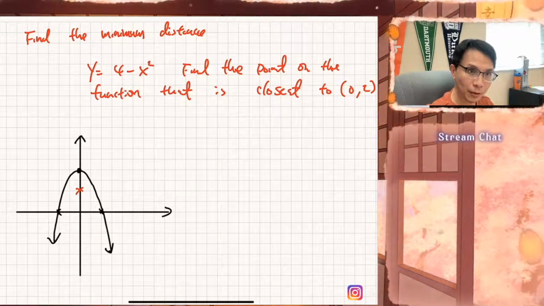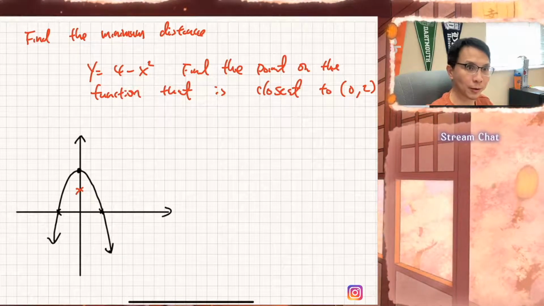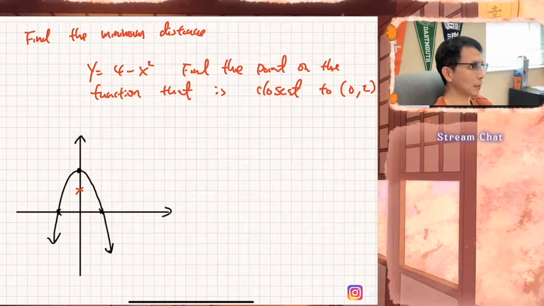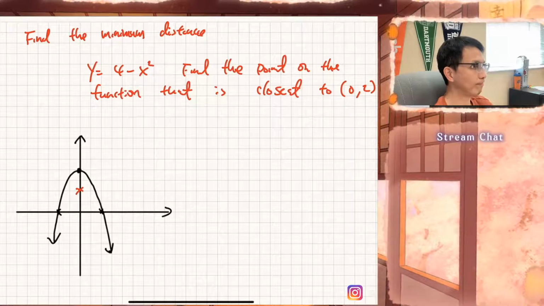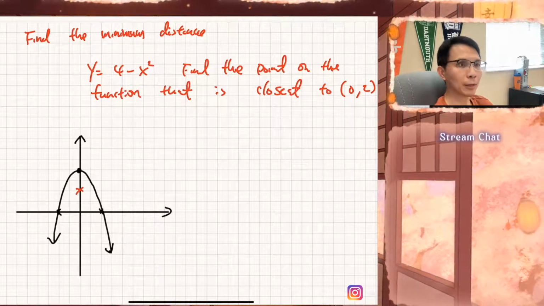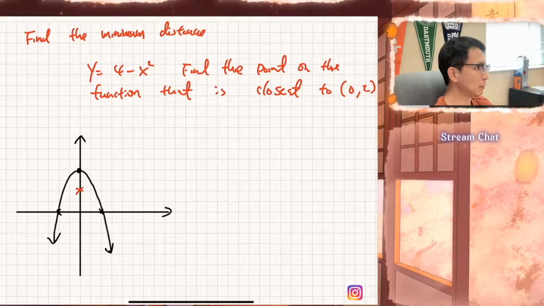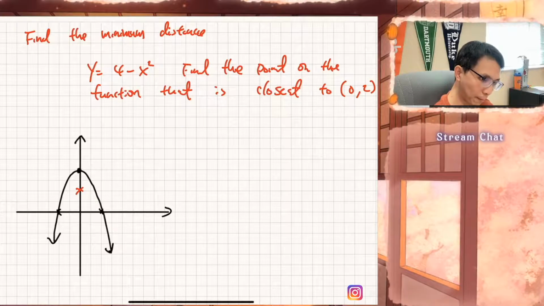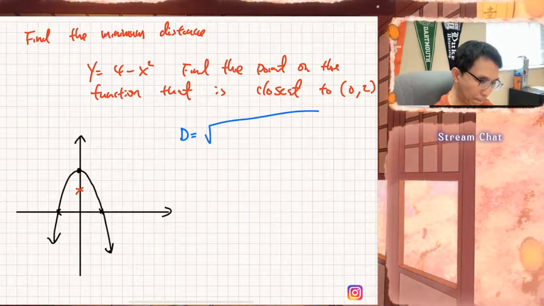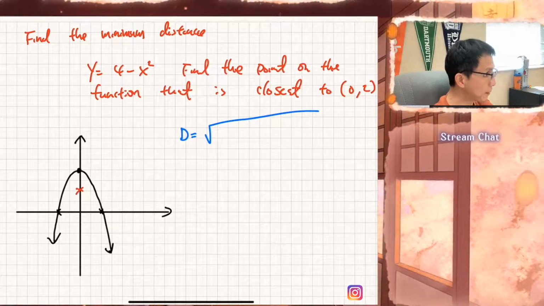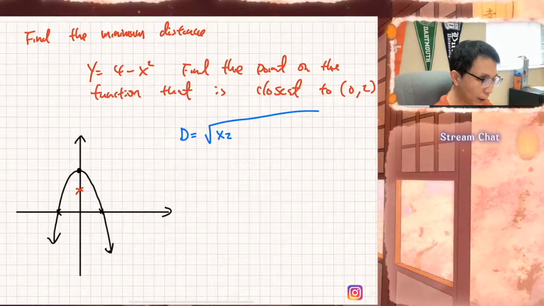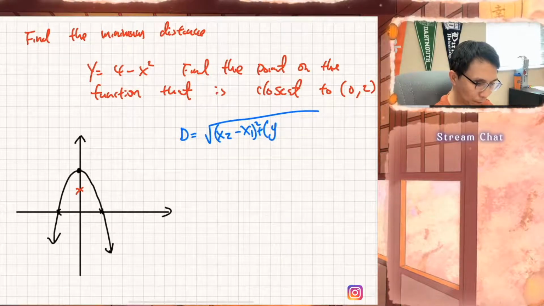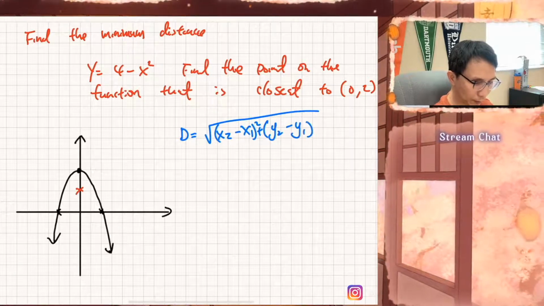So 4 minus x squared, find a point on the function that is closest to (0, 2). So what's the best way to approach this? What kind of equation am I thinking about? Well, it's not going to be a midpoint formula because we're not trying to find the middle of something. Do you know the distance formula? It's square root of x2 minus x1 squared plus y2 minus y1 squared, and that's it.